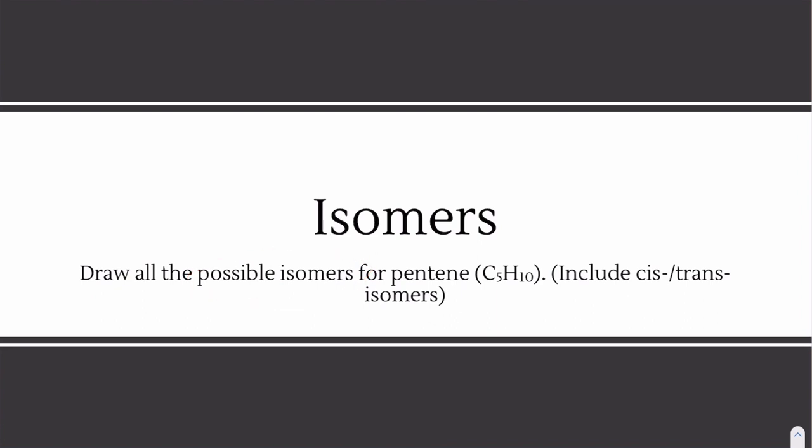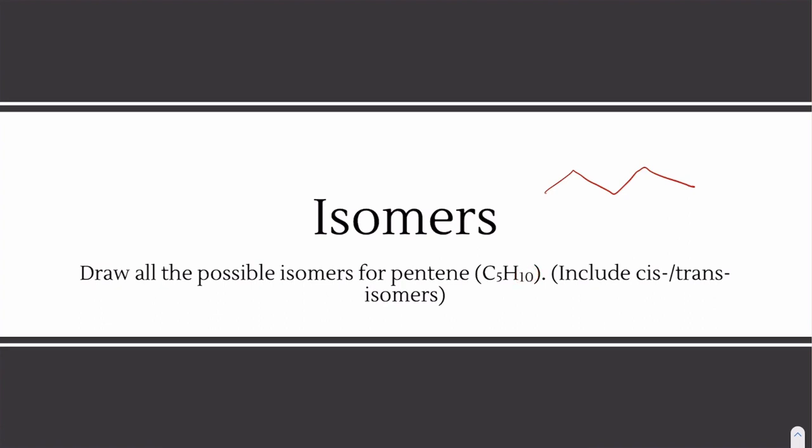So they're asking to draw all possible isomers for pentene. Okay, C5H10. Well, let's just draw the first structure really quick. C5 means there's 5 carbons. So there's 1, 2, 3, 4, 5 carbons. Sorry, I meant carbons. 5 carbons, so it's a 5-carbon chain. But there should be 10 hydrogens. And if I count here, 1, 2, 3, 4, 5, 6, 7, 8, 9, 10, 11, 12, I have 2 extra hydrogens.